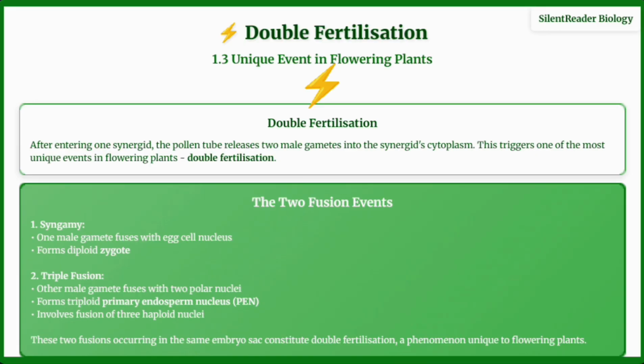After these fusions, the central cell becomes the primary endosperm cell and develops into the endosperm, while the zygote develops into an embryo. This dual fertilization ensures that both the embryo and its food supply develop simultaneously.